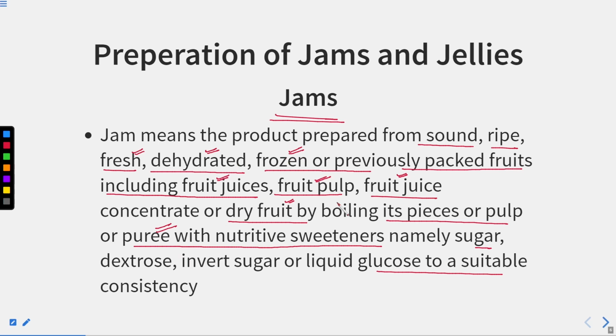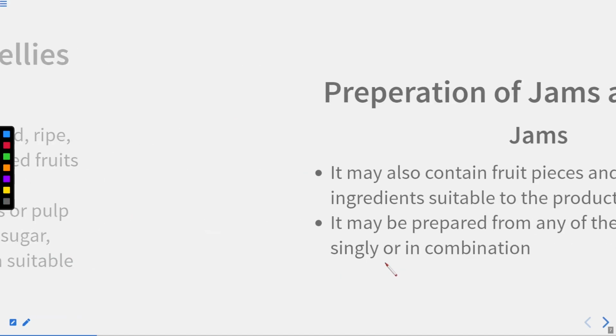The sweeteners that we are using are dextrose, invert sugar, or liquid glucose, to a suitable consistency. So these are the three different types of sugar that can be used. This is very important to remember. A question can be asked on this in the examination: what types of sugar can be used for the preparation of jams? That is dextrose, invert sugar, and liquid glucose, of a suitable consistency.